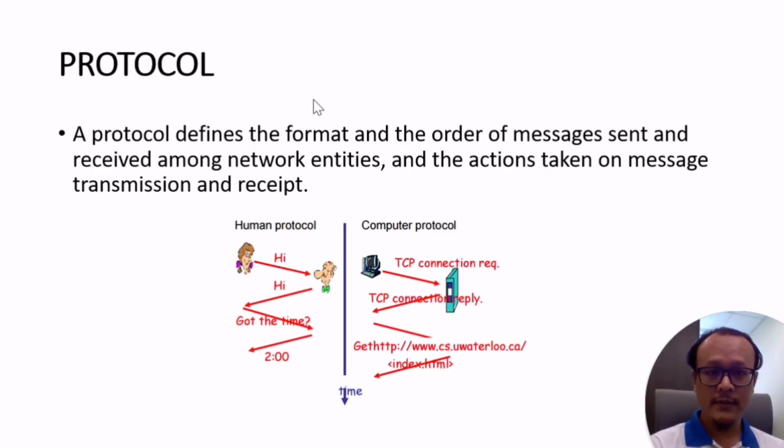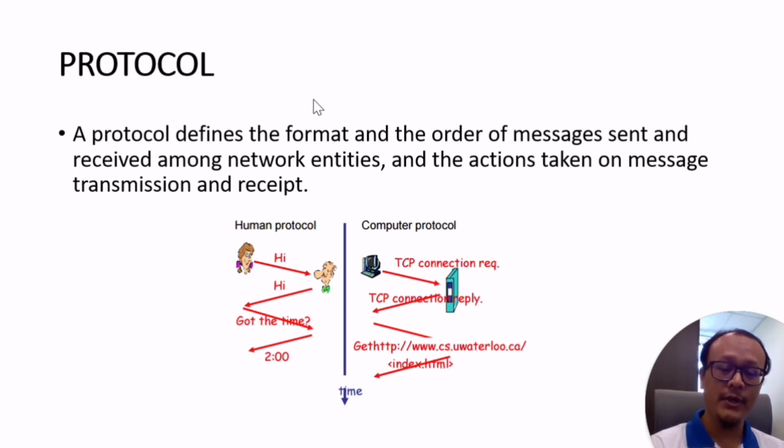A computer protocol is similar to how humans interact. A protocol defines the format and the order of messages sent and received among network entities, and the actions taken on message transmission and receipt. For example, like us humans, first we give salam, assalamualaikum, and our friend will reply with the salam, wa alaikum salam, and then we start the conversation. For example, what is the time? Your friend says, oh, it's 2 p.m. So the protocol in human conversation is implemented in the computer protocol.